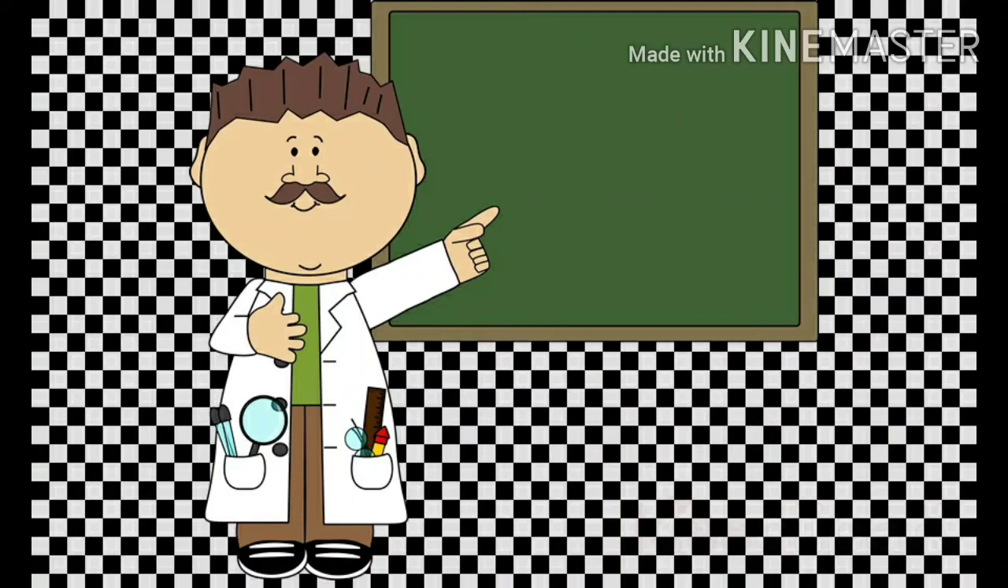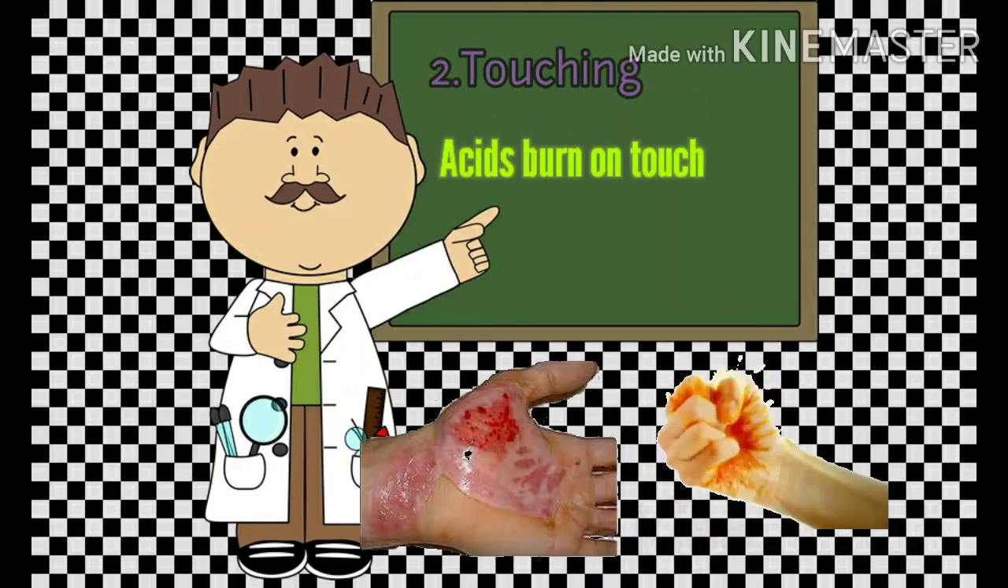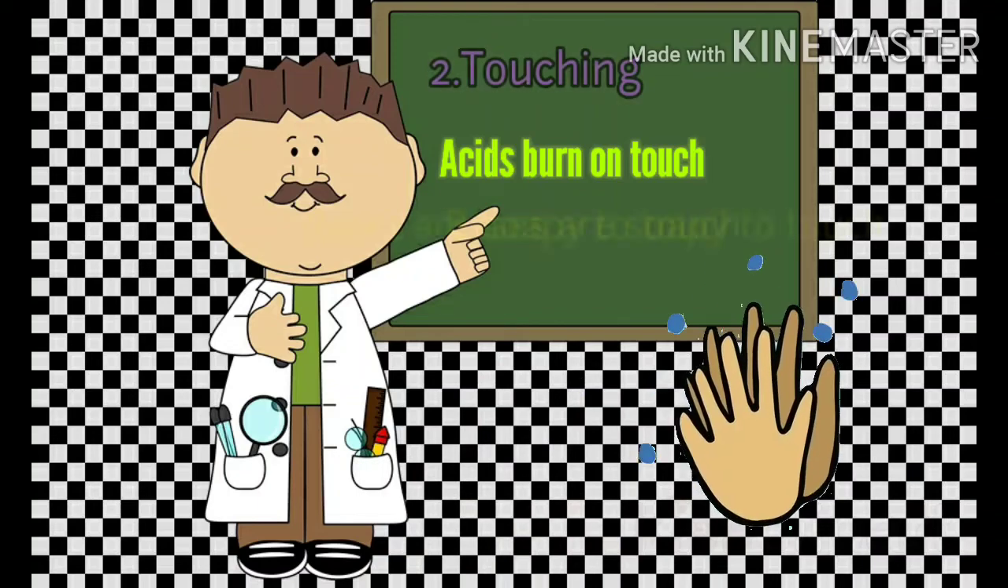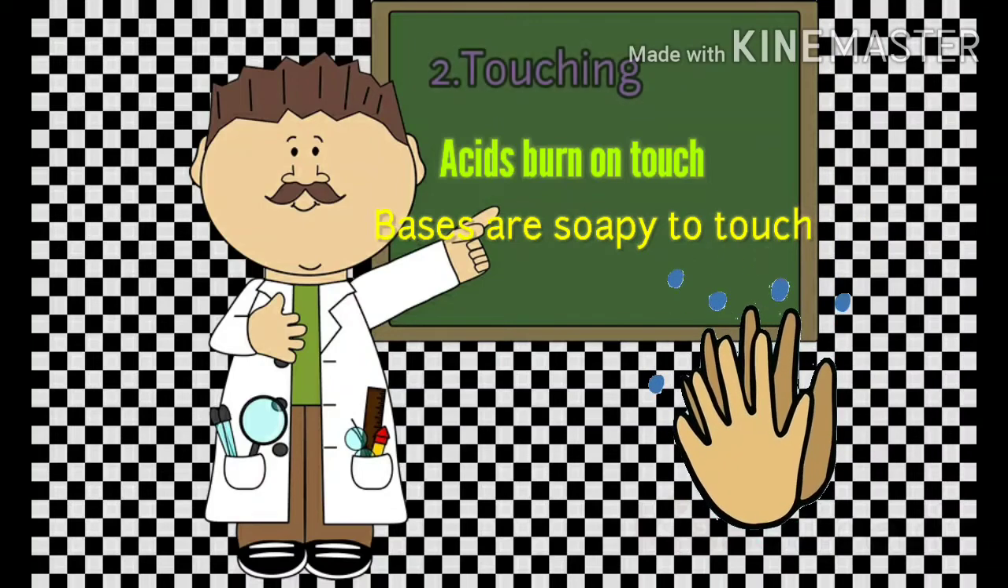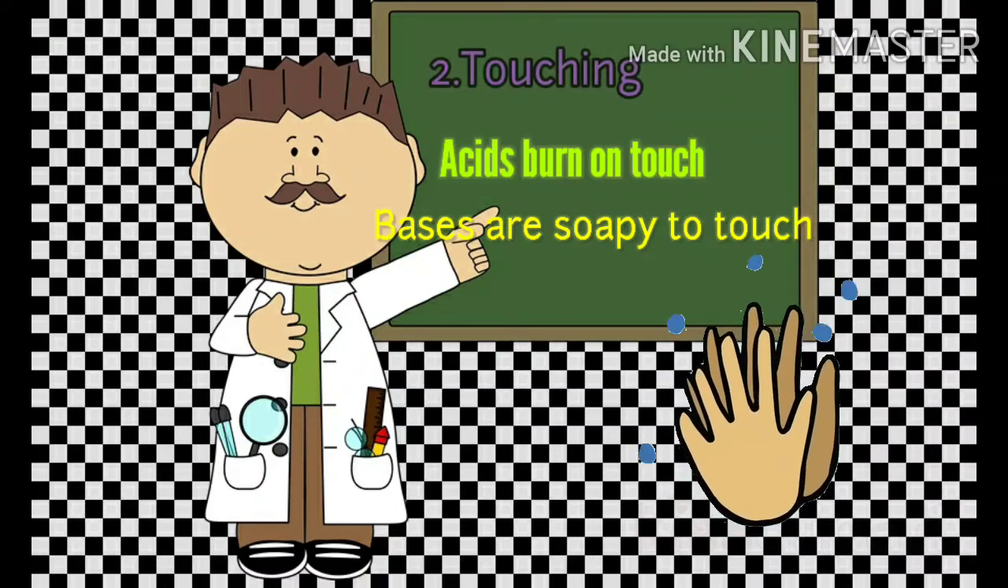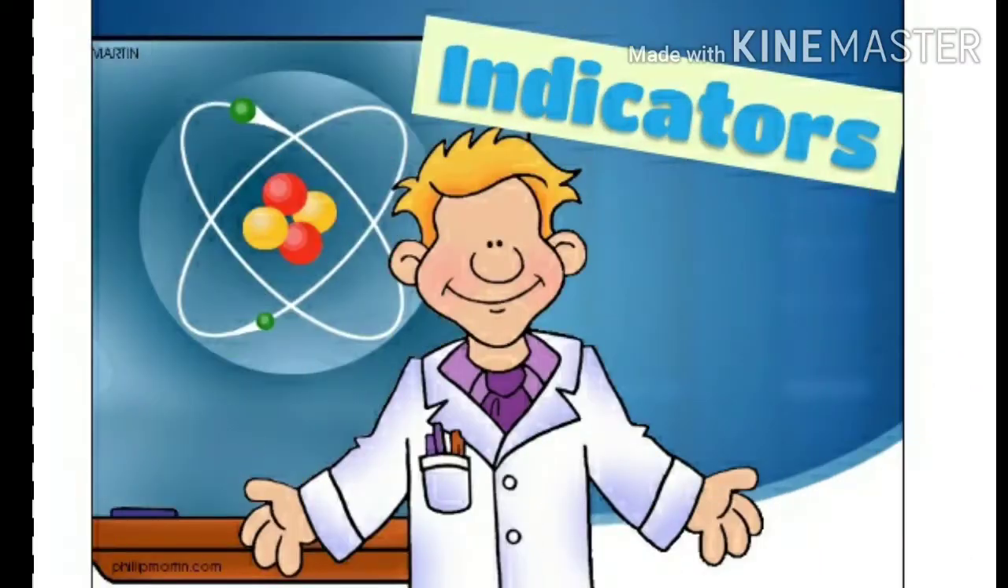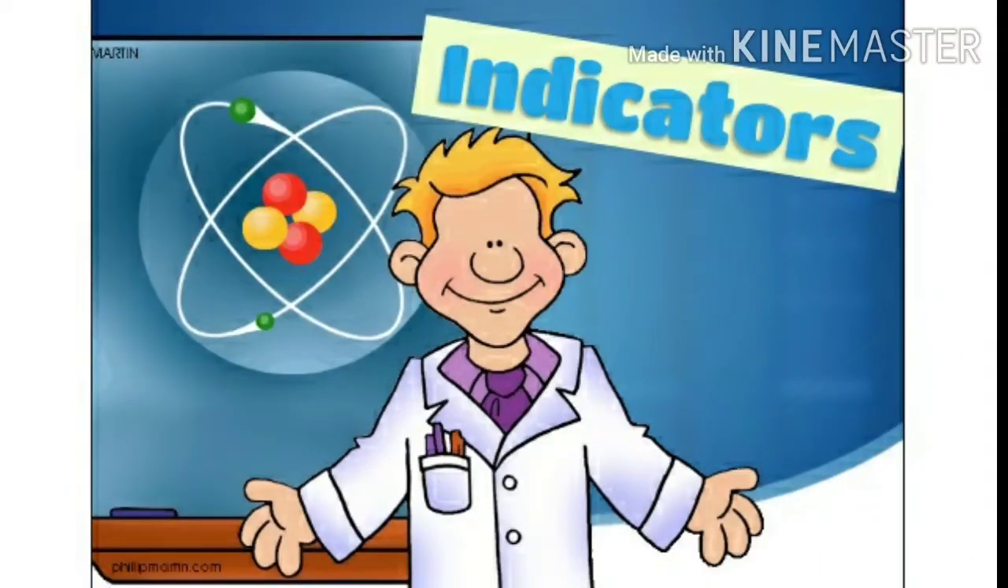Second method is touching. Acids on touching can burn your hands, and when you touch bases you feel soapy. So both acids and bases are equally dangerous if they are strong acids and bases. We should handle them carefully. The before mentioned methods of tasting and touching are not safe methods for identification of an acid or base. We can get hurt or it can cause damage to our body.